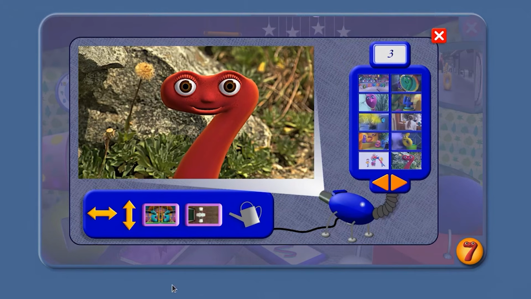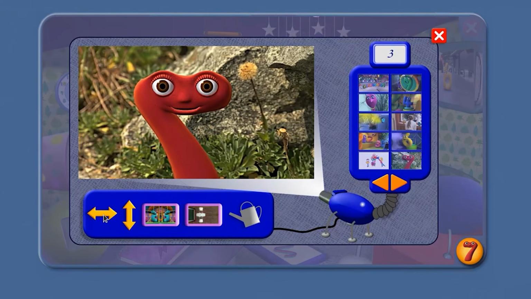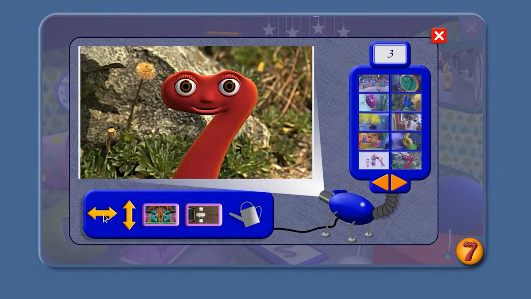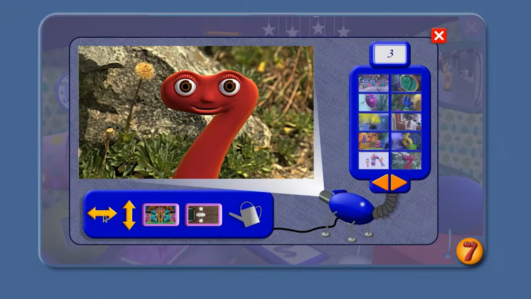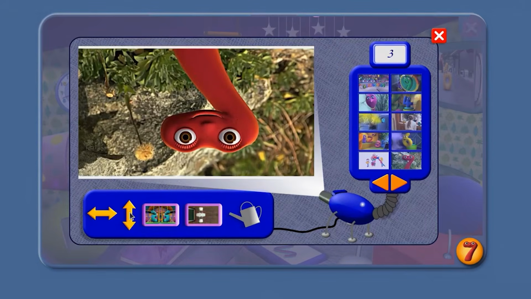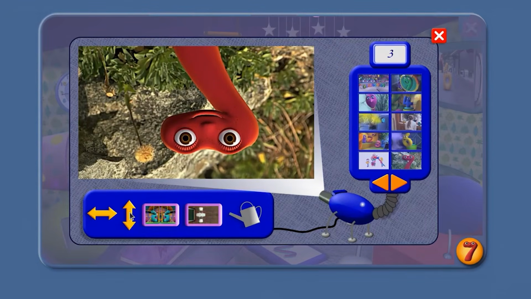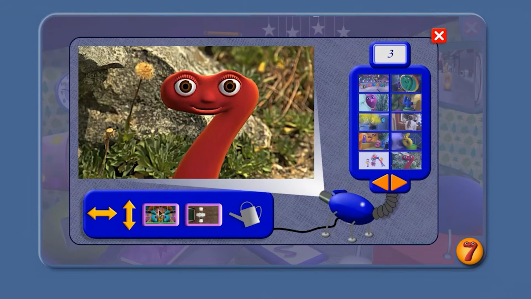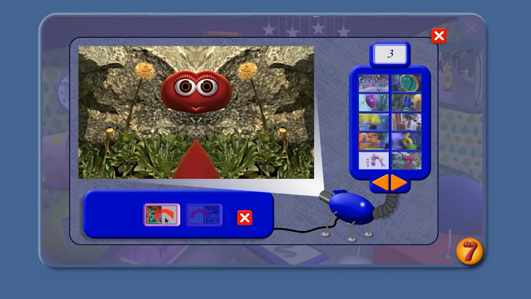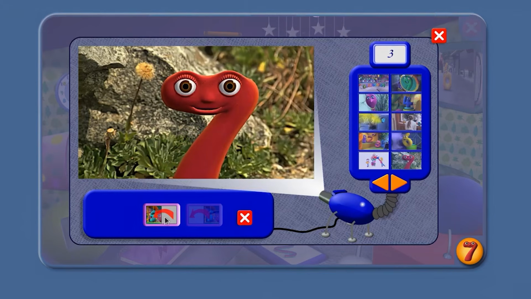It can flip me left to right. And back again. Or it can flip me top to bottom. It can make the right side of me look like the left side, but back to front. Very strange. Let's see that again.